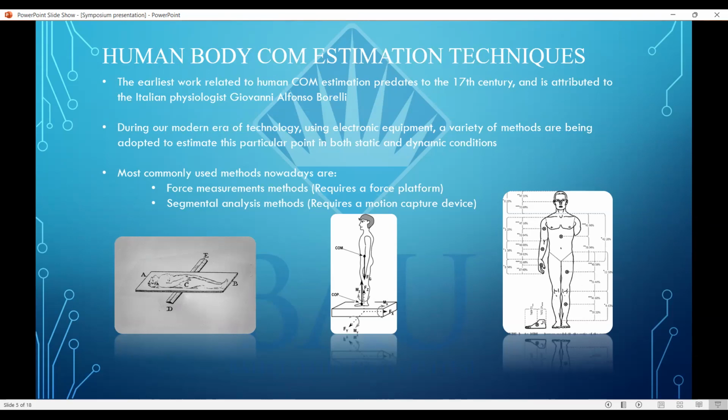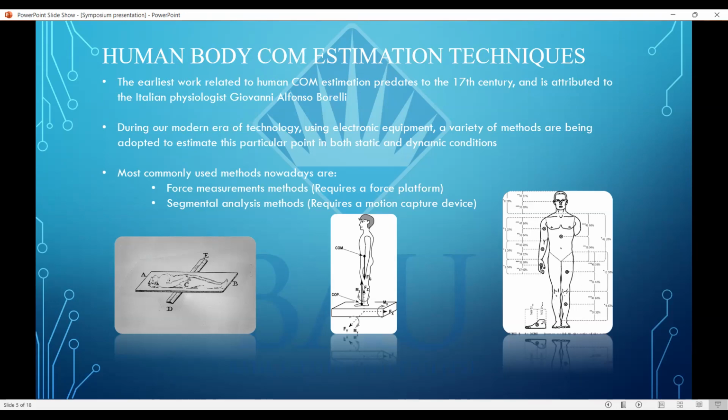Now, in our modern era of technology, using electronic equipment, a variety of methods are being adapted to estimate this particular point in both dynamic and static conditions. The most commonly used methods nowadays are force measurement methods. They require a force platform. These methods are considered the gold standard for center of mass estimation, and they usually rely on calculating the ground reaction forces and manipulating them using Newtonian equations so they can get the trajectory of the center of mass.